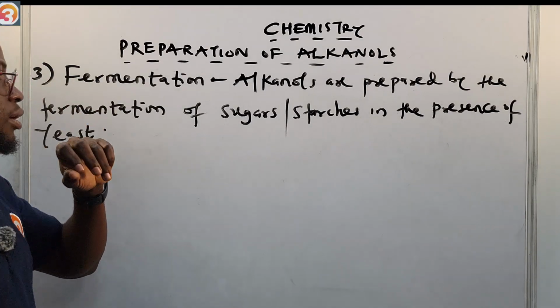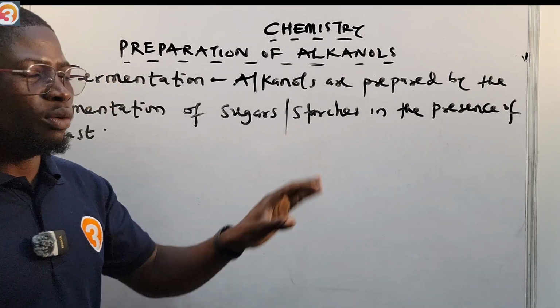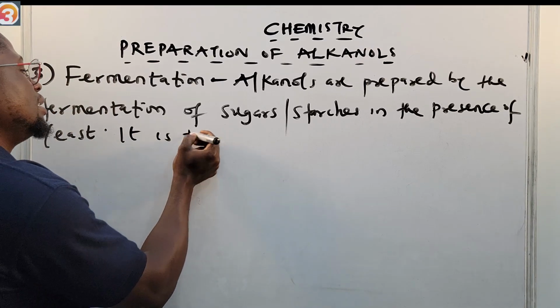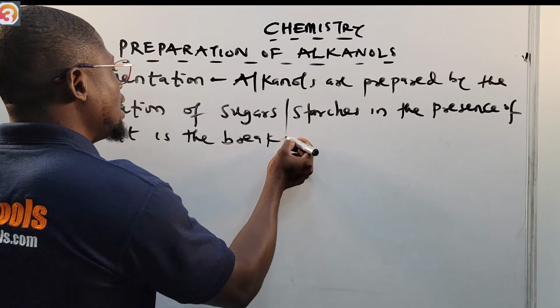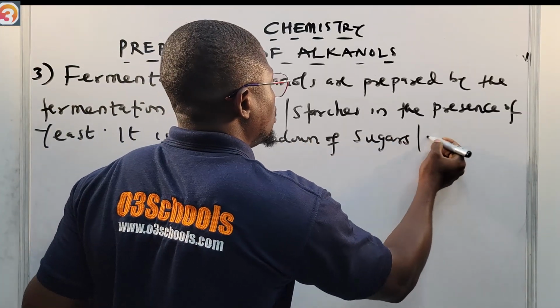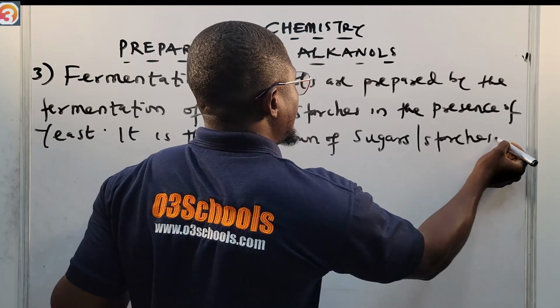So fermentation is the process whereby alkanols are prepared by the breaking down of sugars or starches. Fermentation is the breakdown of sugars or starches. Take note of that.